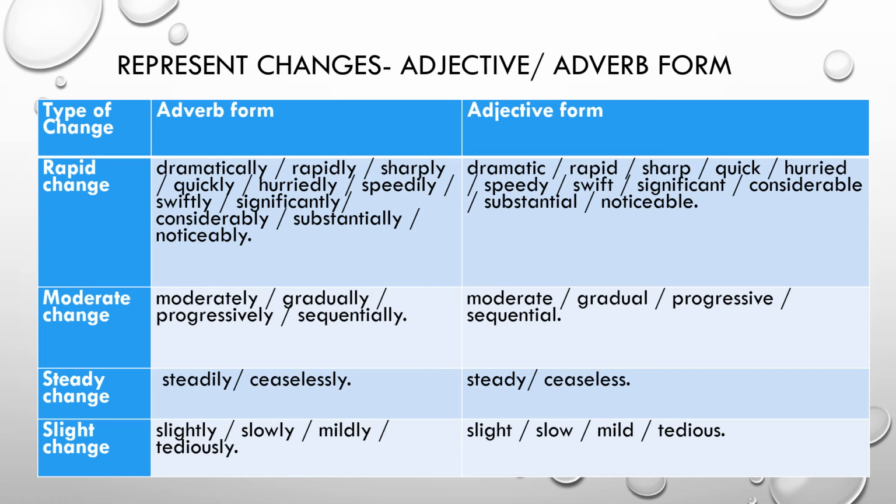And on the other hand, if it's a moderate change, I can say moderately or sequentially if it's an adverb, or if it's an adjective, I can say gradual, progressive. If it's a steady change, I can say steadily, or I can use the word ceaselessly or ceaseless in adjective form. And if it's a very slight change, not much, so I can say slightly or slowly, tediously, mildly, or I can say mild or tedious in the adjective form.